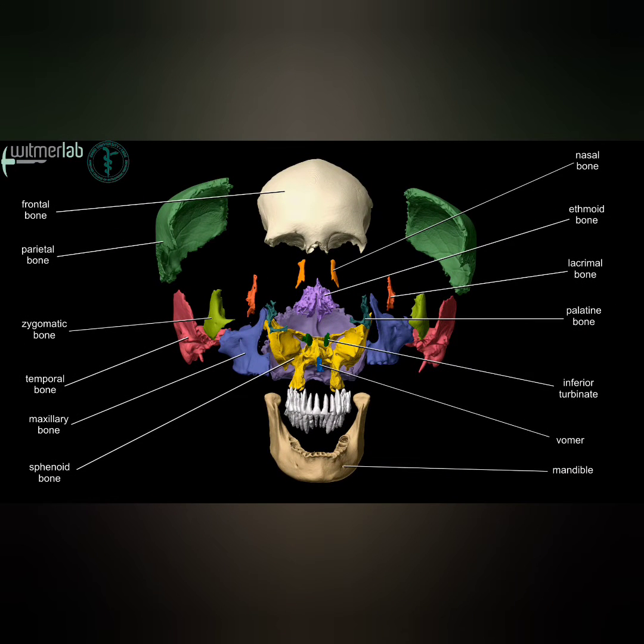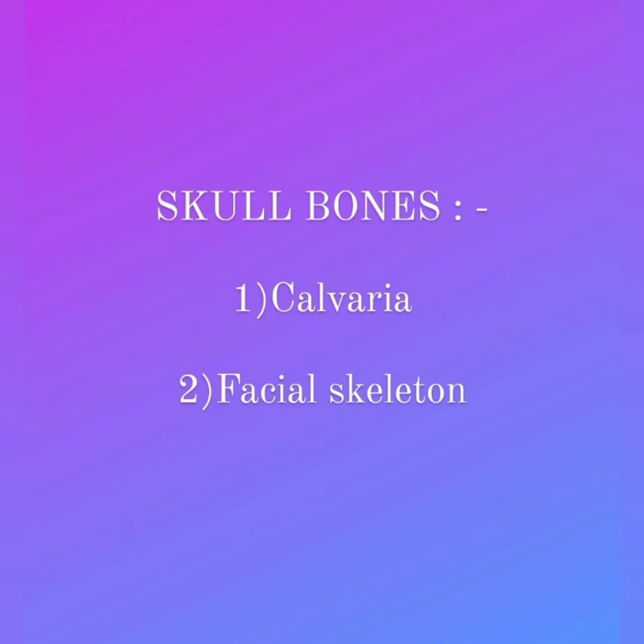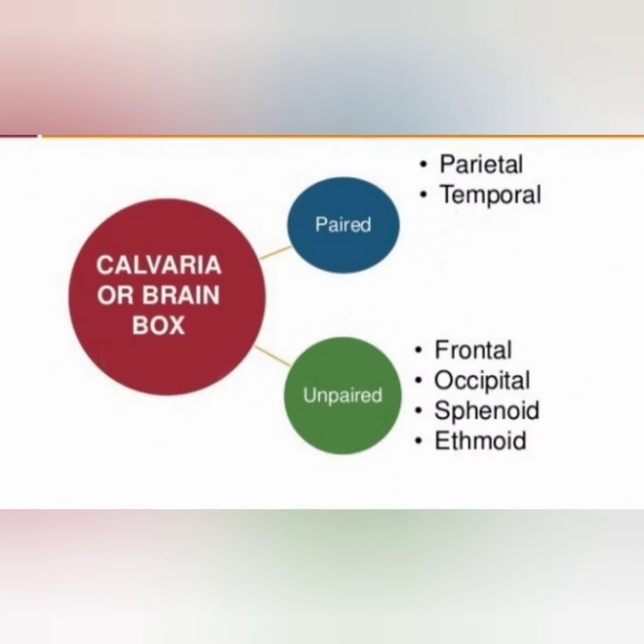The osteology of head and neck with the skull bones. So let's have a glance at the most basic things we must know. The skull bones can be divided into two, the calvaria or brain case and the facial skeleton. Coming to the calvaria, we have 8 bones, 2 paired and 4 unpaired. The paired bones are parietal and temporal bones, whereas the unpaired bones are frontal, occipital, sphenoid and ethmoid bones.